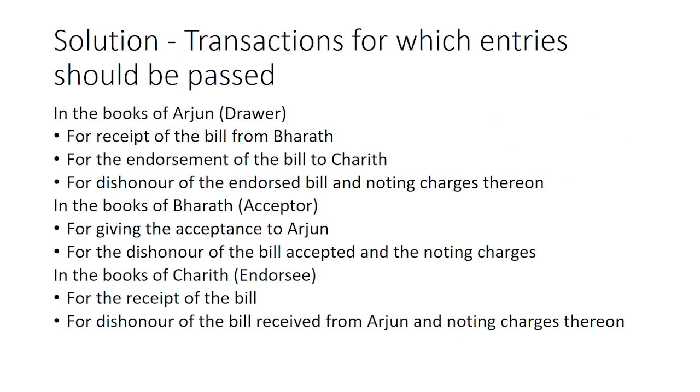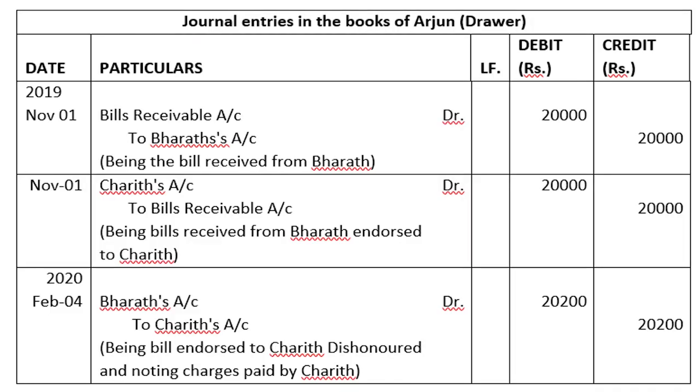In the books of Arjun the drawer, there are 3 entries to be passed. First, for the receipt of the bill from Bharat after acceptance, for the endorsement of the bill to Charit, and for dishonor of the endorsed bill and noting charges thereon. In the books of the acceptor, that is in the books of Bharat, for giving the acceptance to Arjun, and for the dishonor of the bill accepted and the noting charges, and in the books of Charit, endorsee, for the receipt of the bill and for the dishonor of the bill received from Arjun and noting charges thereon.